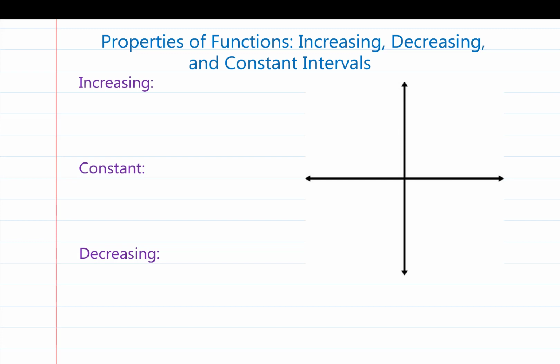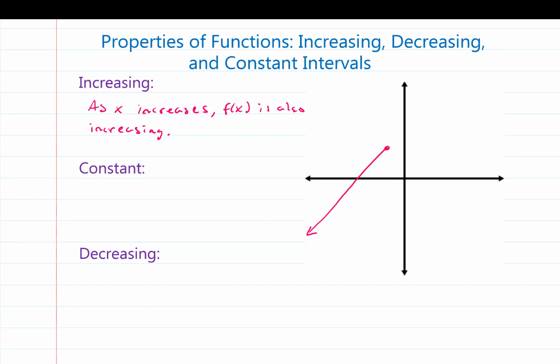A function is increasing if, as x increases on the coordinate plane, y, or f of x, is also increasing. As x increases means that we're going to read the graph from left to right, and what we're looking for are the f of x or outputs also increasing. So this would be a part of the graph that would be considered increasing.